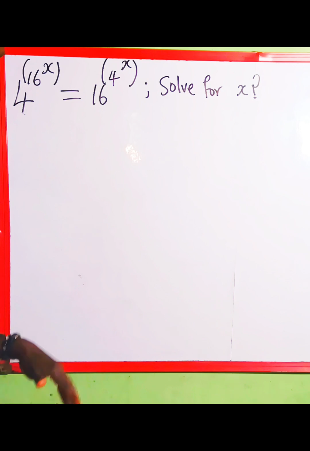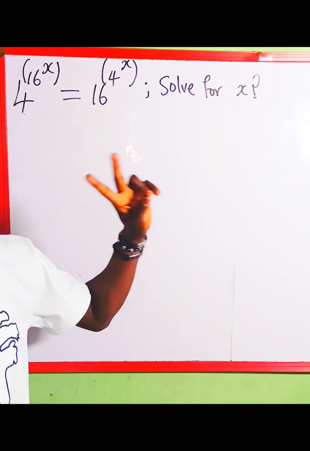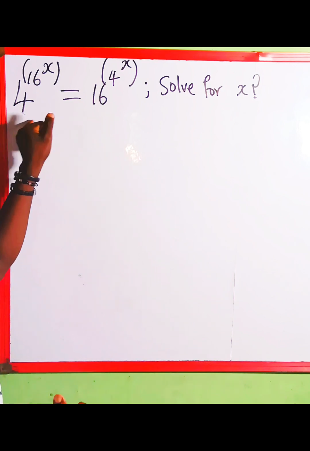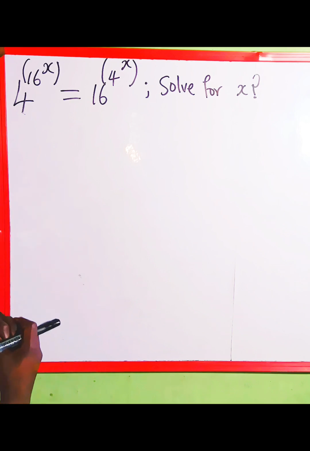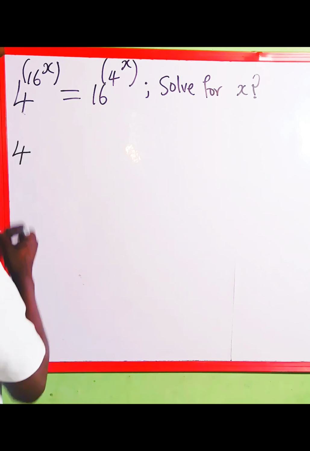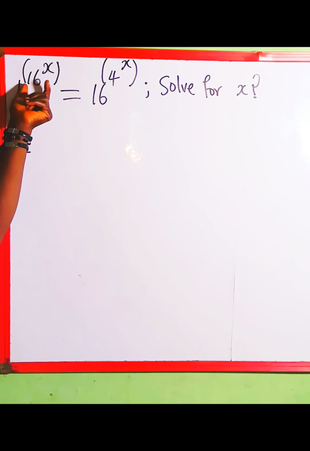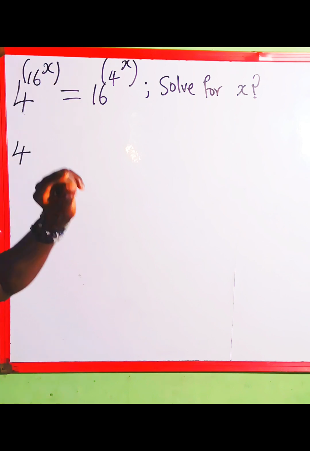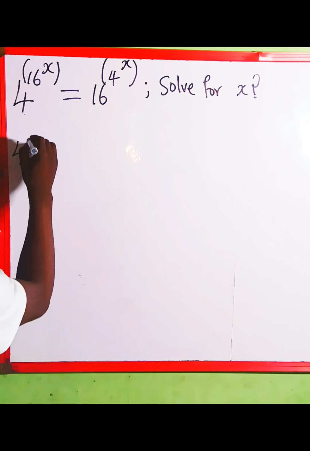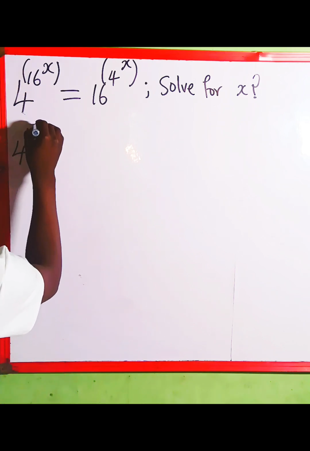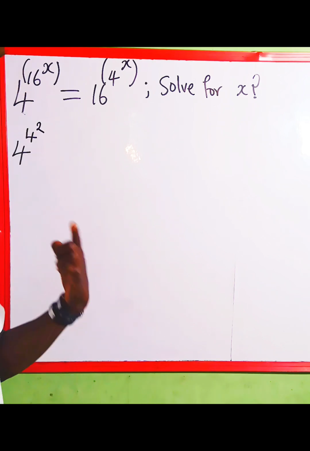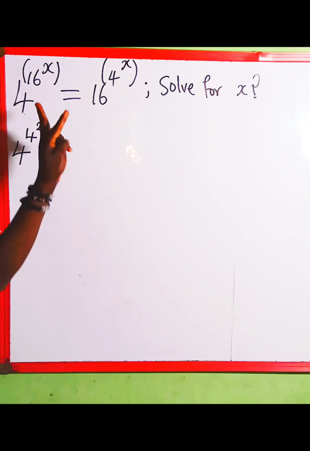The first thing we need to do is to make all the bases to be in base 4, in index form to the base of 4. So if you look at the left hand side, 4 is in base 4 already, so we'll write 4 raised to the power of 16 to the power of x. We can check this 16 to be in base 4. 16 in base 4 is the same as 4 raised to the power of 2, because when you multiply 4 in two places, it's going to give us 16.